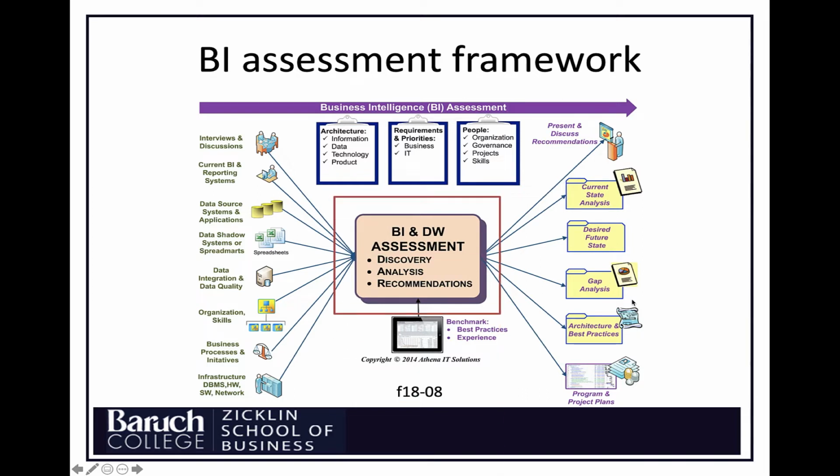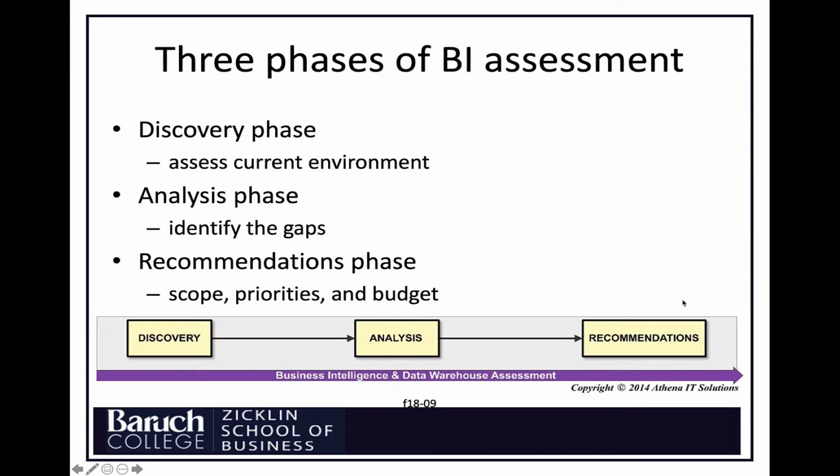Now let's look at these 3 stages in a little more detail. The discovery phase is where we do an assessment of the current BI environment in the organization. In the analysis phase, we do a comparison of the current state versus the future state. And in the recommendation phase, we look at the scope of the project that we have intended, the priorities, and also we set out the budget. Again, our goal at the end of the recommendation phase is to be able to present these results to the steering committee and receive the budget that we have in mind.